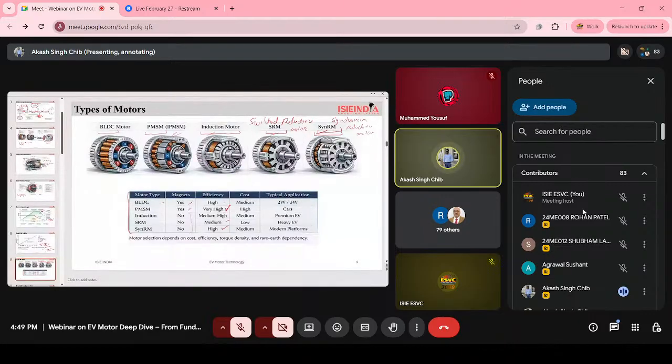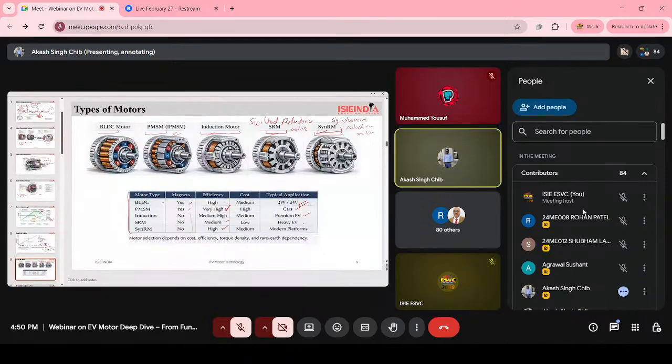But BLDC is mostly used in two-wheelers and three-wheelers. Basically, we are using BLDC motors only in two-wheelers and three-wheelers. The best motor we are using nowadays in four-wheelers is the permanent magnet synchronous motor. And the induction motor is used in premium EVs.